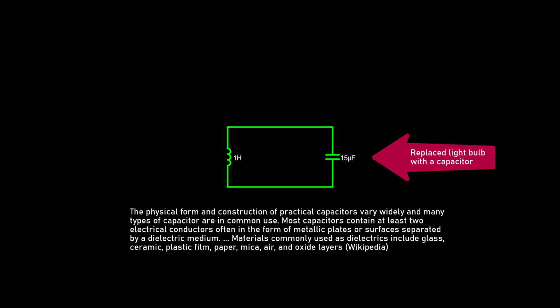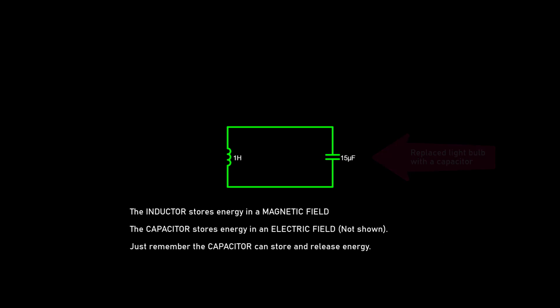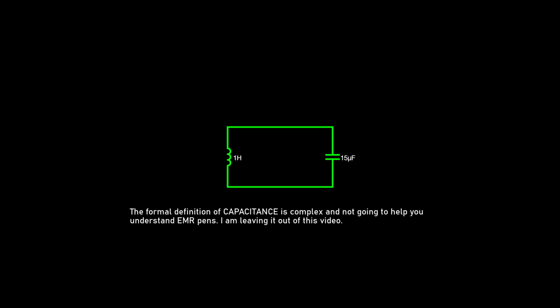We're going to remove the light bulb and replace it with something called a capacitor. A capacitor is very simple. It's basically two plates of conductive material separated by something. That something can be air or ceramic or glass or paper. In this case, we'll just stick to air. Like an inductor, a capacitor can store and release energy. But whereas an inductor stores energy in the magnetic field, a capacitor stores energy in an electrical field. The degree to which a capacitor can store energy in the electrical field is called its capacitance, and it is controlled by the size of the plates, the distance between the plates, and what substance is between the two plates.